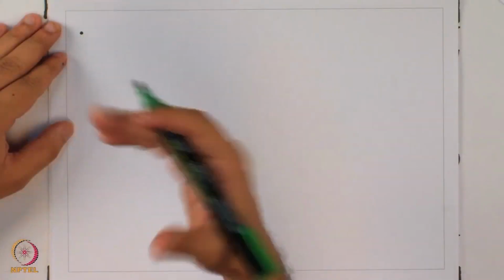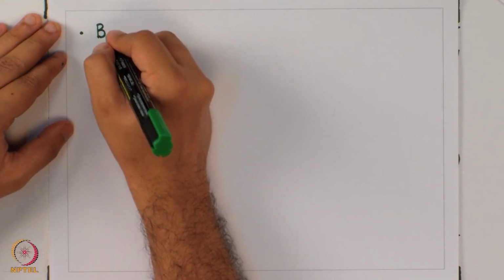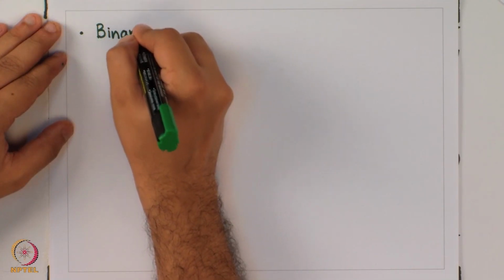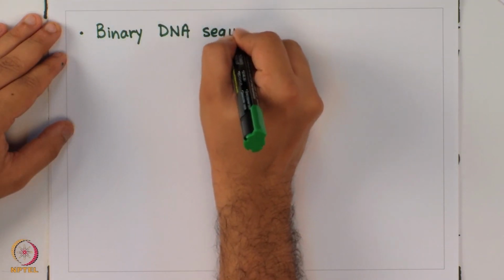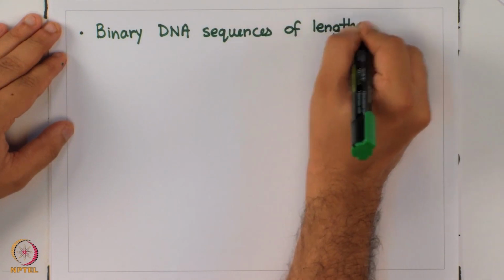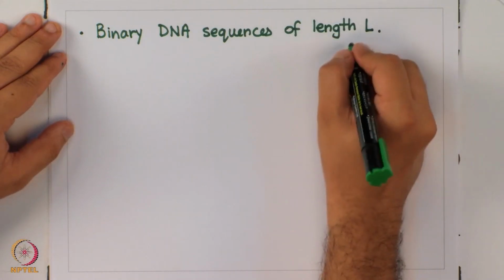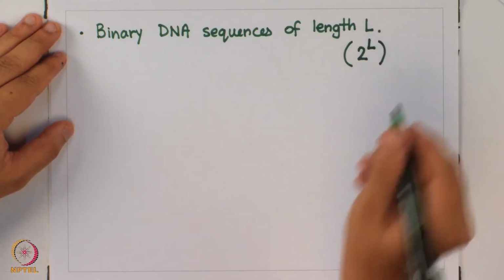We are going to start by considering binary sequences of length L. These are just definitions which give me the groundwork towards formulating this problem quantitatively. Binary DNA sequences of length L. How many such sequences would exist? Because this is binary, for every position I have 2 options, so the total number of sequences will be 2 to the power L.